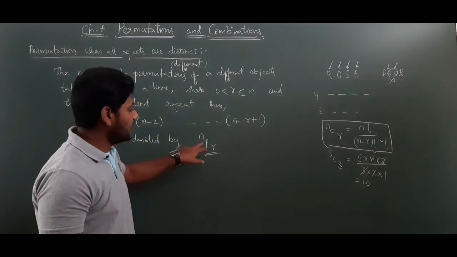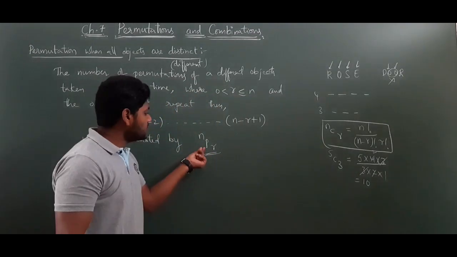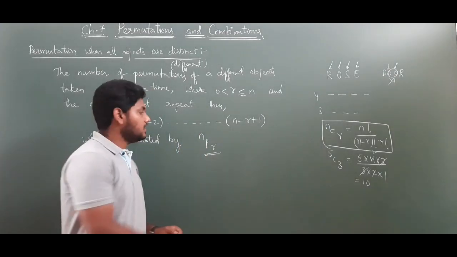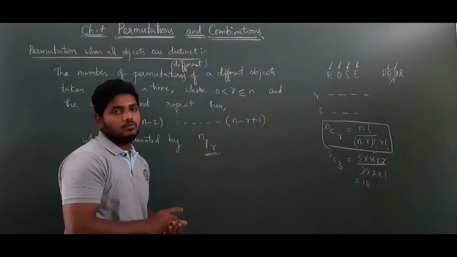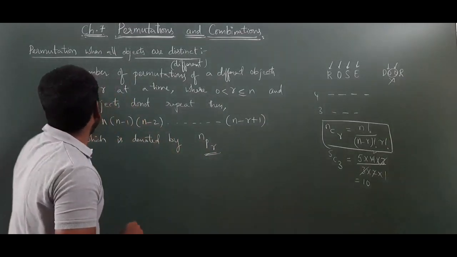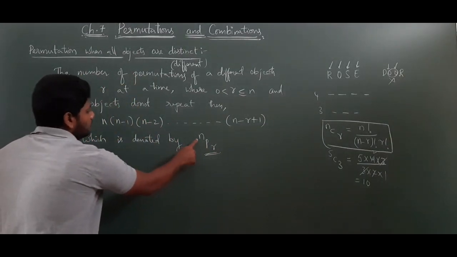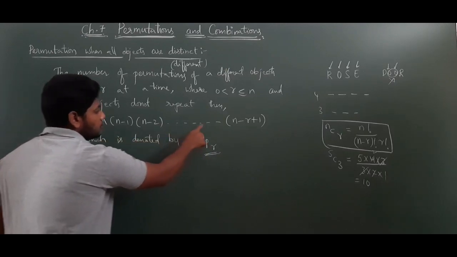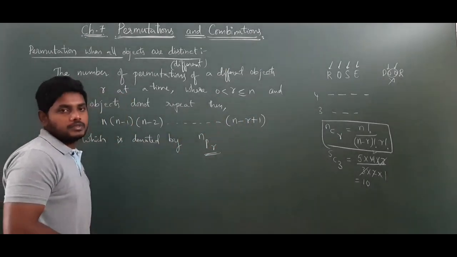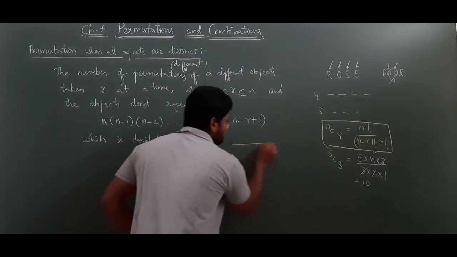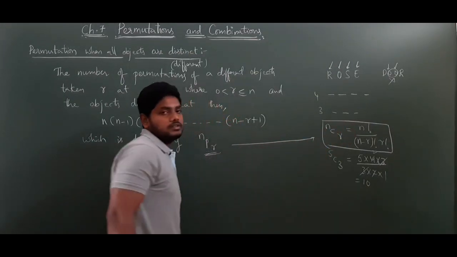Now this is nothing but nPr. Here P is a permutation, right? If you use this formula nPr, what we get is the number of permutations. Understood? We expand it like n into n minus 1, and so on up to n minus r plus 1. And we also have the nPr formula in terms of factorials.